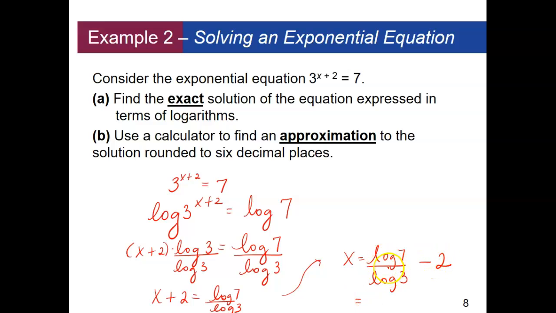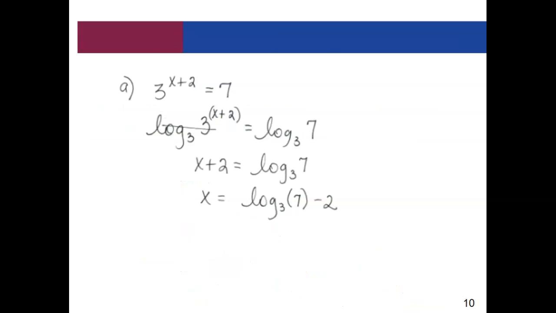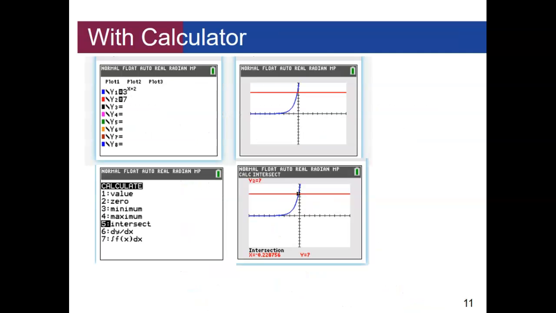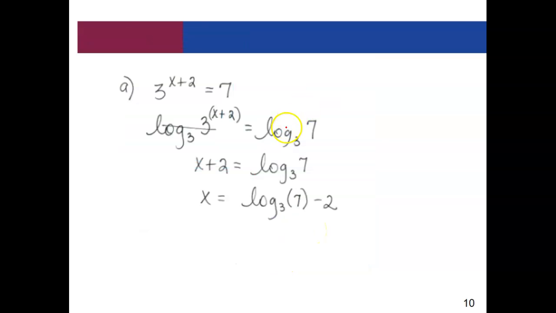Another way, if you remember our change of base formula, we could write this as log base 3 of 7. So these would be equivalent to each other. And then if you want a decimal approximation for that, you would just put that in your calculator and round it to the appropriate number of decimal places. And that would give you your answer. So your answer would be negative 0.228756.